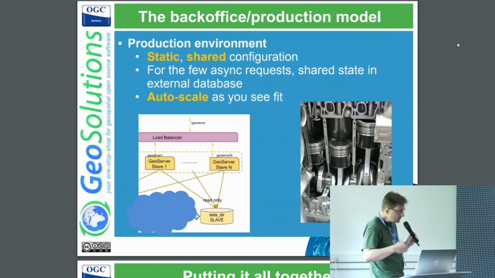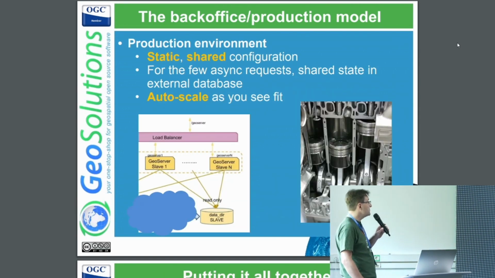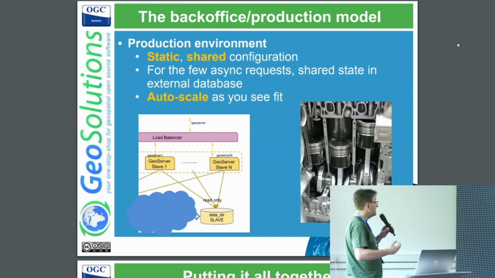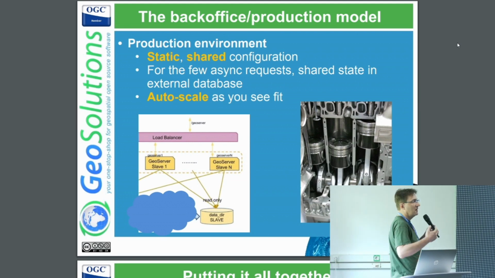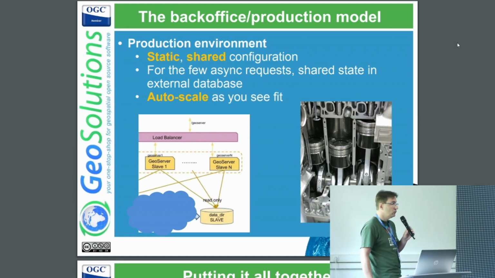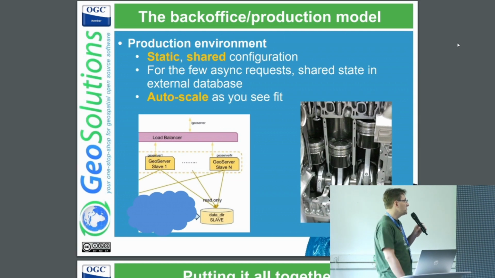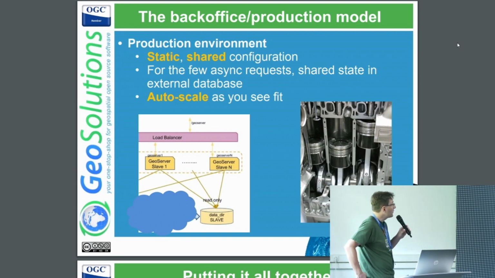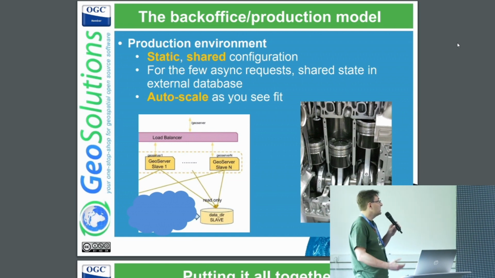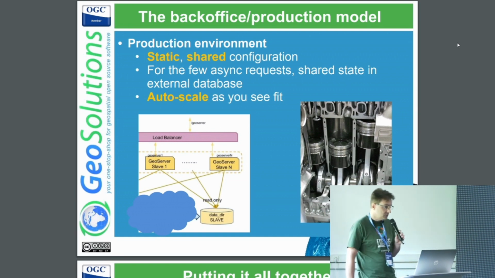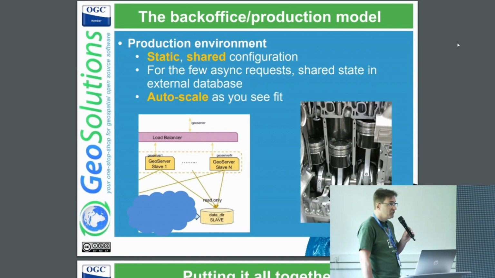When you're ready, you move the new configuration to the production environment, which is completely static, besides the few times, once a week, once a month, every hour eventually, where you have to make it reload the configuration. And at that point, the production environment is just easy to maintain. You can auto-scale it as you see fit. Nodes can go up and down without particular problem. And for the asynchronous requests, the shared state is in external databases.